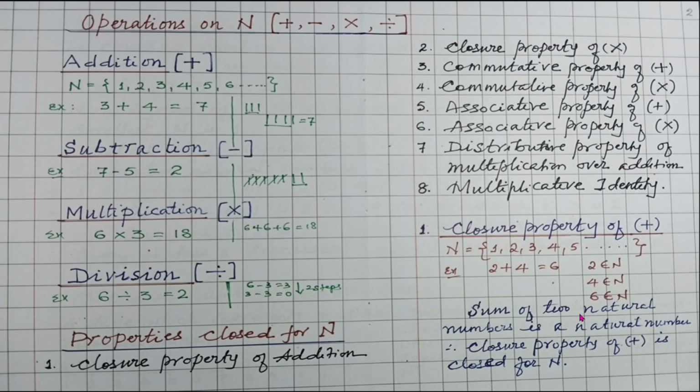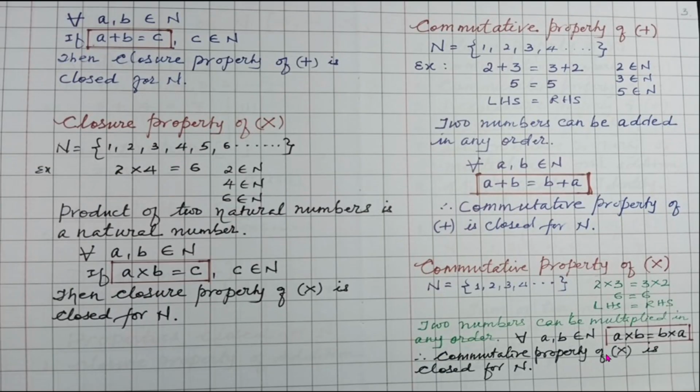The sum of two natural numbers is again a natural number, and therefore the closure property of addition holds for the set of natural numbers. That is, for all a, b belonging to N, a plus b is equal to c, and c also belongs to N. Therefore, the closure property of addition is closed for a set of natural numbers.